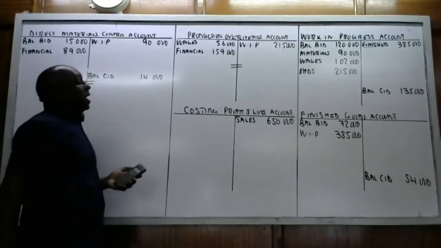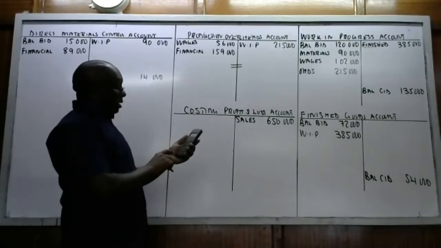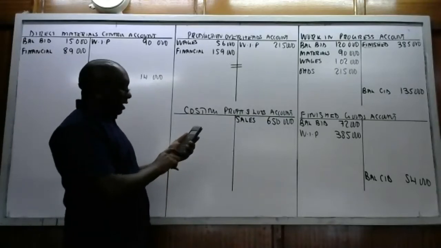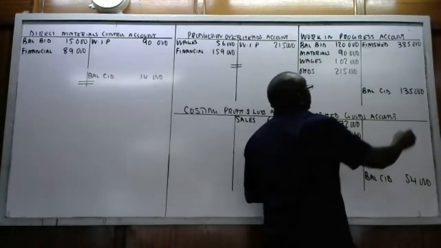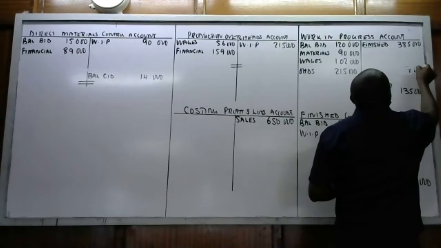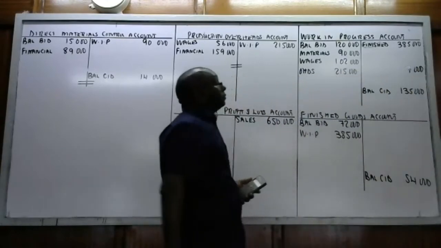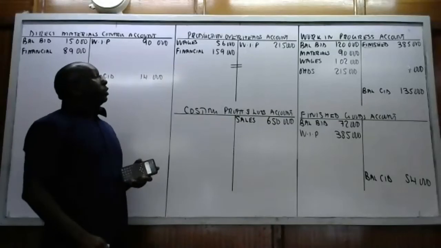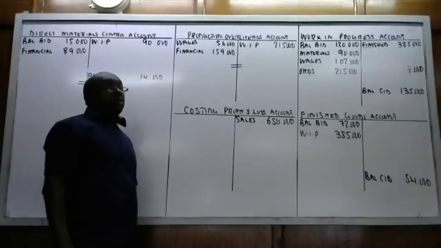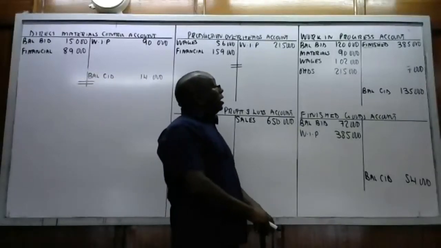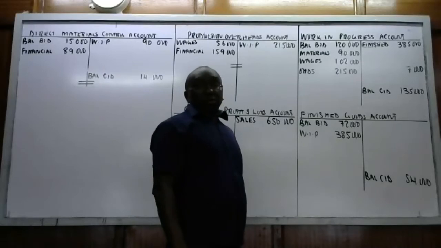So let's go to work in progress. What are you gonna cut? Plus 102 plus 90 plus 120 minus 385 minus 135. So there is a balancing figure of 7. It is a 7,000 here. So that balancing figure must be an abnormal loss. Must be an abnormal loss.